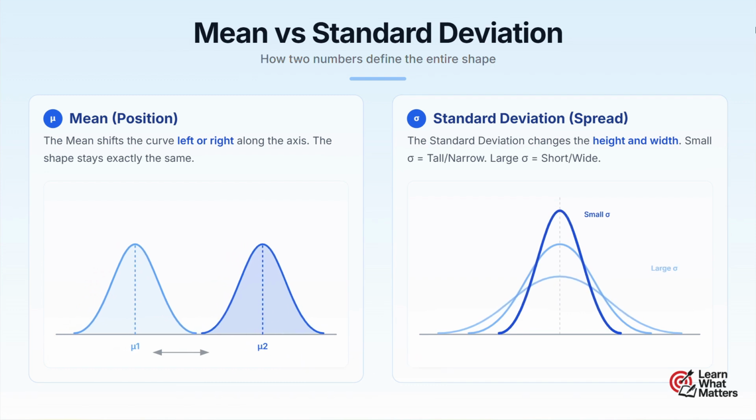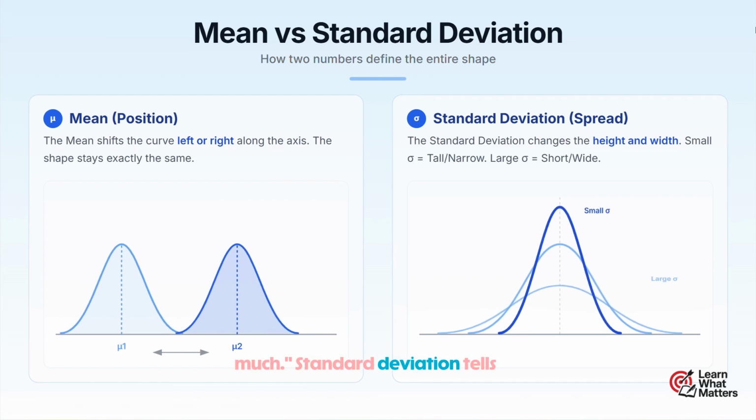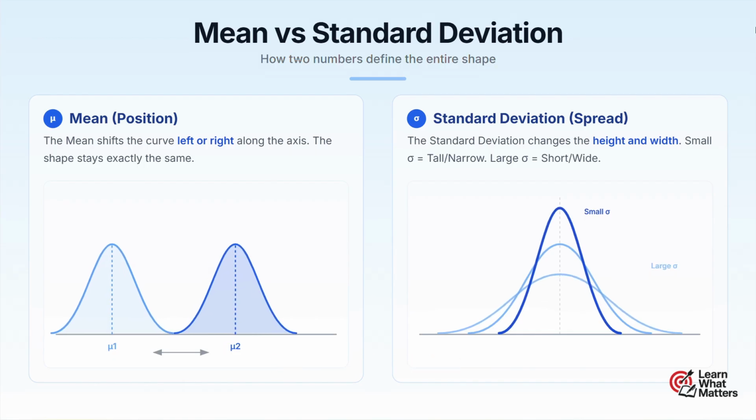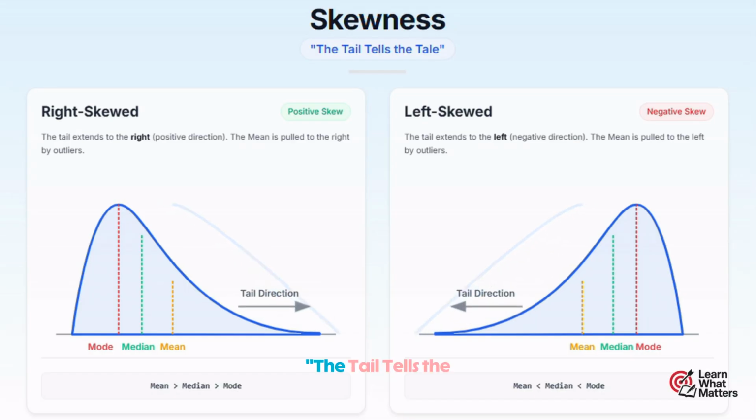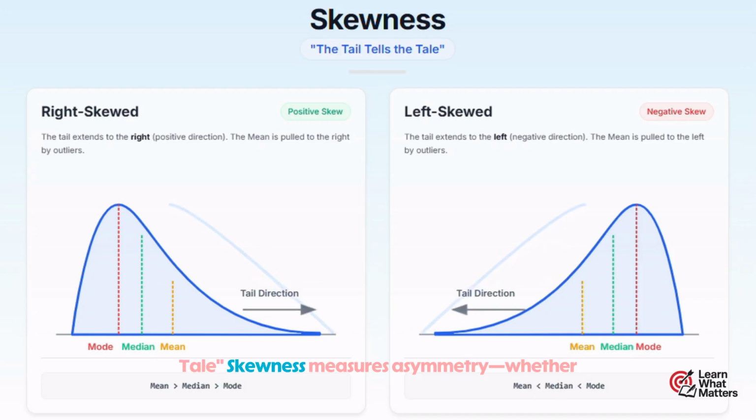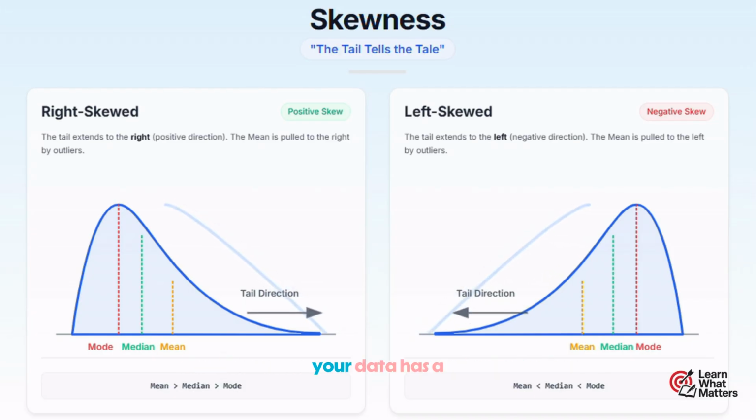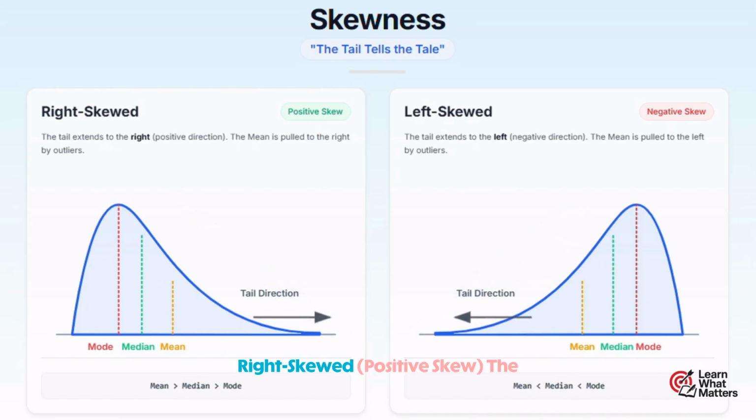Mean tells you how much. Standard deviation tells you how reliable that amount is. The tail tells the tale. Skewness measures asymmetry, whether your data has a long tail stretching in one direction. Right skewed, positive skew. The tail extends to the right. Notice the order at the bottom. Mode, median, mean.